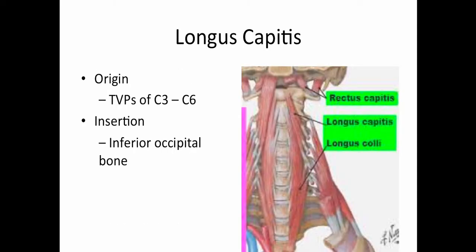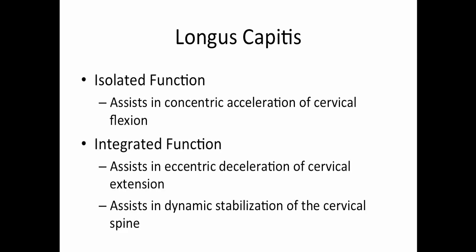The longus capitis. The isolated function of the longus capitis is that it assists in concentric acceleration of cervical flexion. The integrated function, of course, is to eccentrically decelerate cervical extension, and they are dynamic stabilizers of the cervical spine.